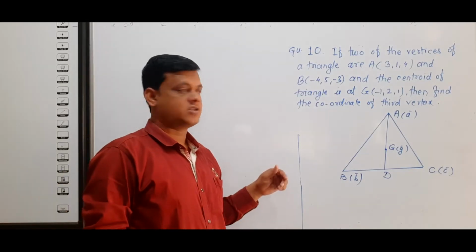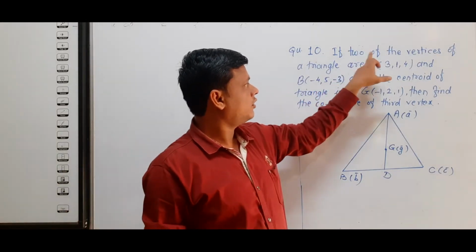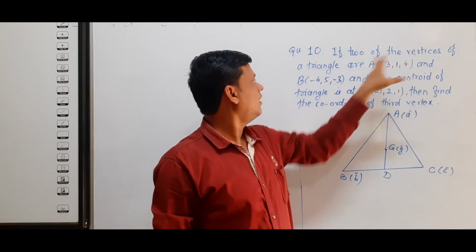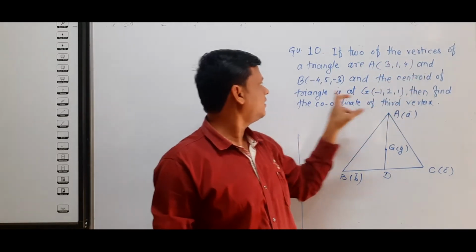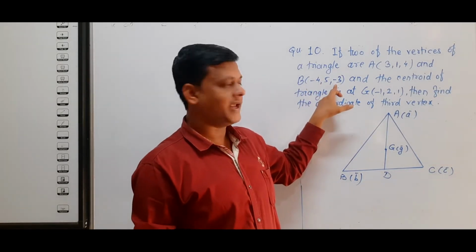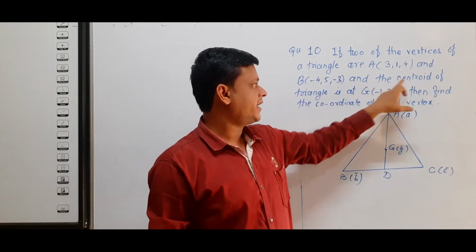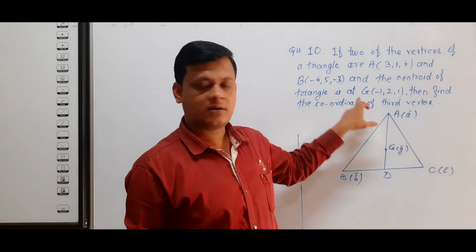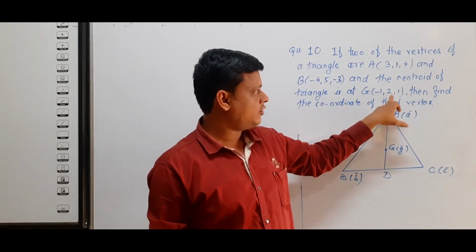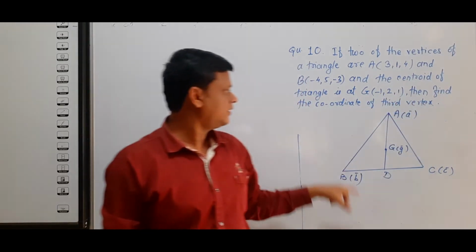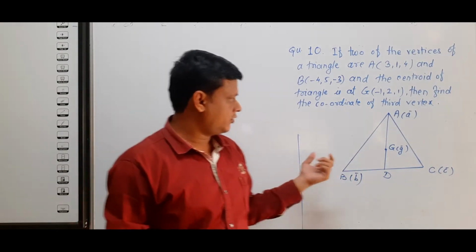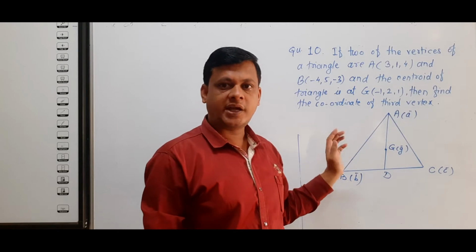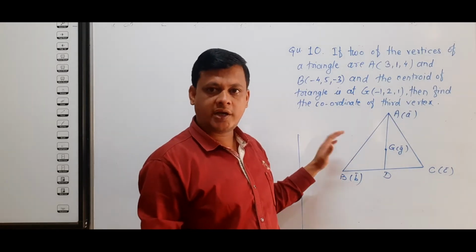Now see the next question. If two of the vertices of a triangle are A(3, 1, 4) and B(-4, 5, -3) and the centroid of the triangle is at G(-1, 2, 1), then find the coordinates of the third vertex. So here we have to use the centroid formula which we already proved.